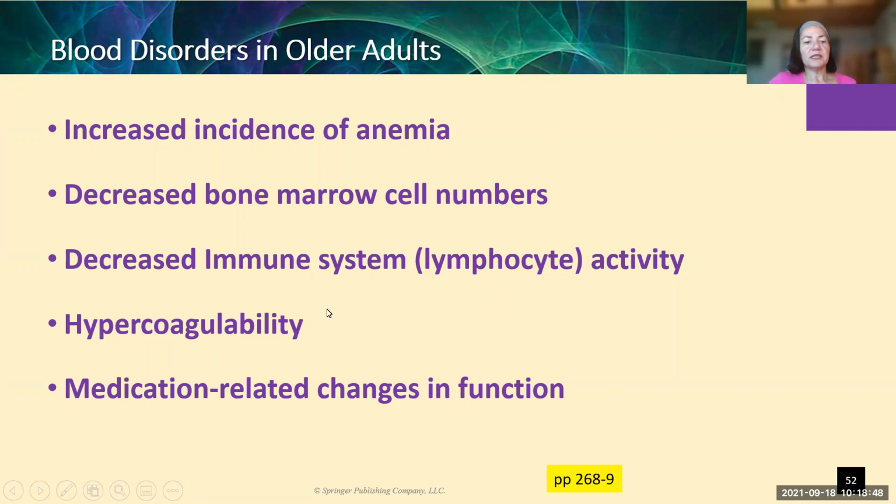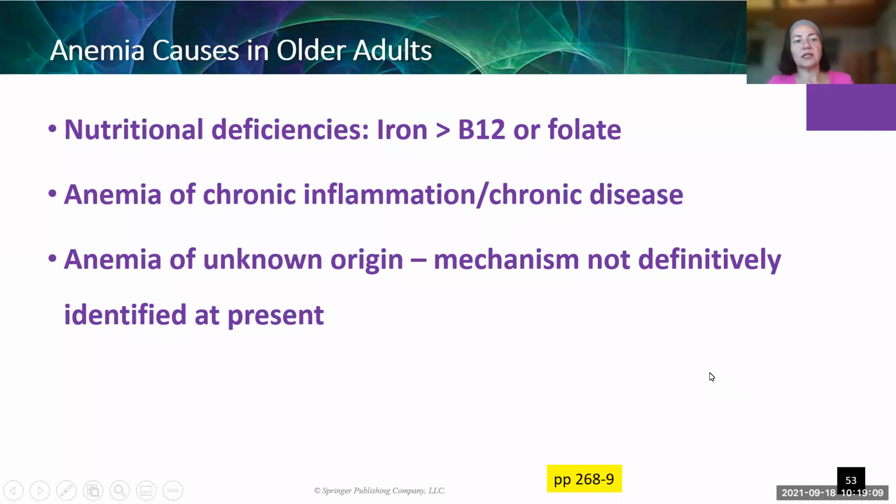Some of the other problems that we see is hypercoagulability. The patients tend to form clots more. But then our older patients are taking a number of medications often, and that is going to impact the function of the clotting system. All right, so let's talk a little bit about the anemia. If we're talking about nutritional deficiencies, it's really the iron that's a bigger problem than the B12 or the folate. The B12 and folate may play a role, but typically it's an iron deficiency that the patient has to deal with.